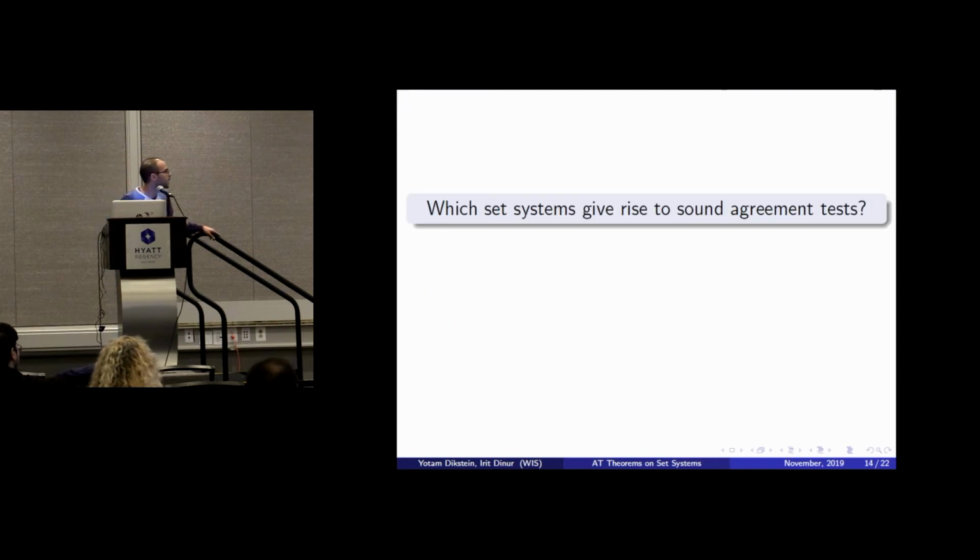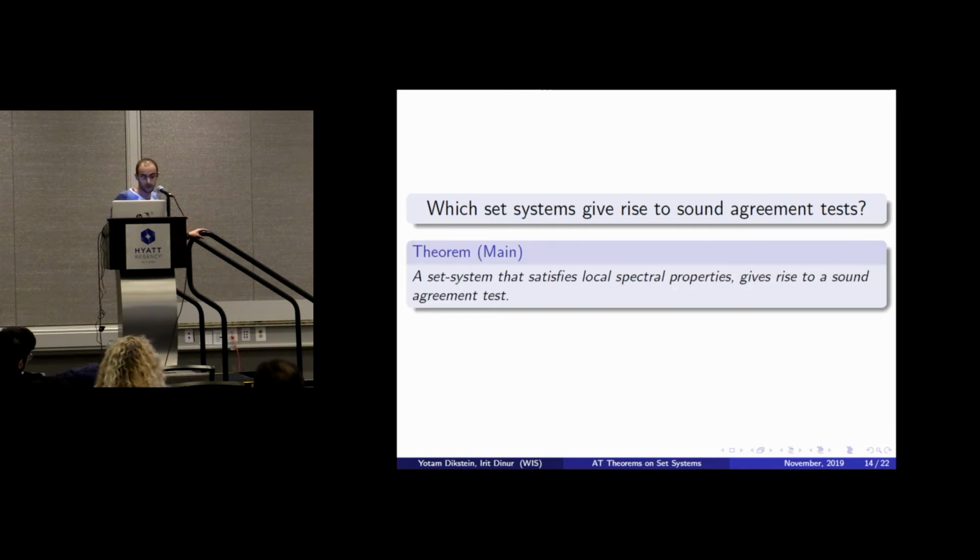So with this in mind, we come back to our question, and when we approached this, we eventually found out that what we're trying to do is to find the right local spectral properties that we can require from any arbitrary set system, so that if these local properties indeed occur, then our set system will have a sound agreement test. And indeed, we found the following theorem, that a set system that satisfies some local spectral properties indeed gives rise to a sound agreement test.